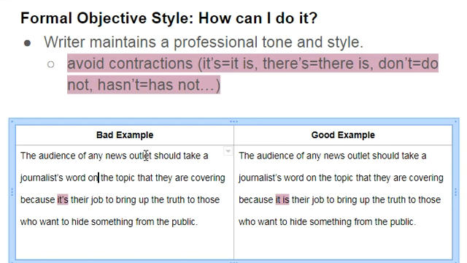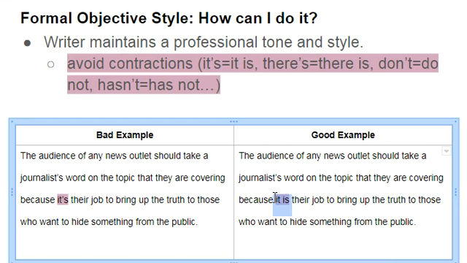The audience of any news outlet should take a journalist's word on the topic that they are covering because it's their job to bring up the truth to those who want to hide something from the public. Okay, this is an easy fix. It's becomes it is. That's all there is to it.